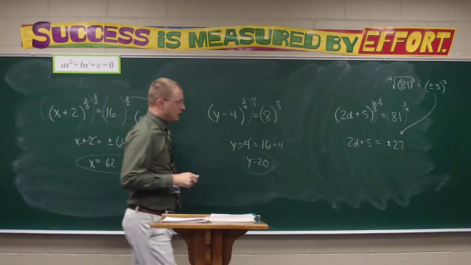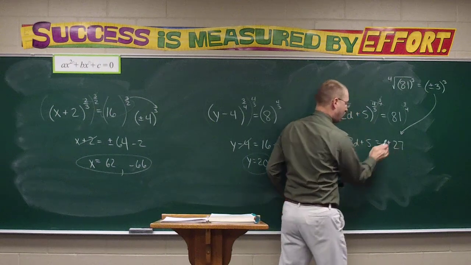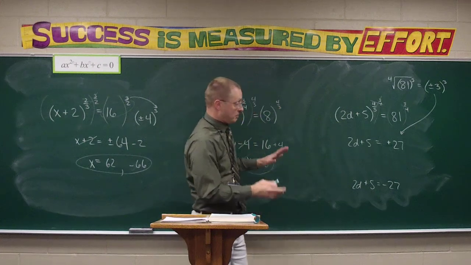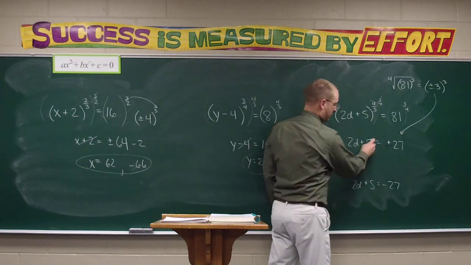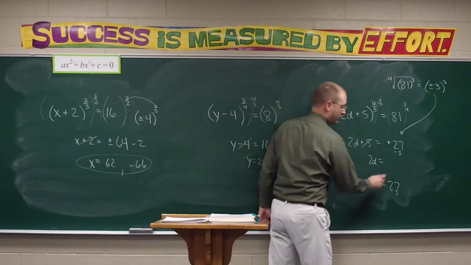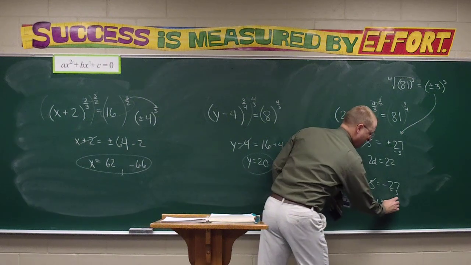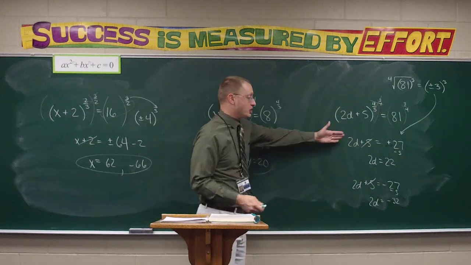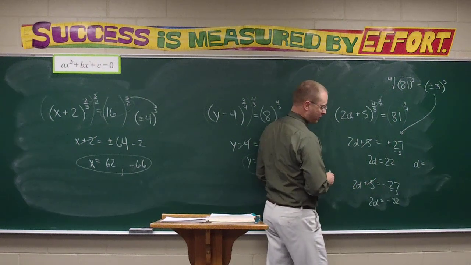Now what? Genesis? Well, I could say 2d plus 5 equals 27, 2d plus 5 equals negative 27. Not a bad strategy, make it a little easier for us. In each case now, subtract the 5, and that's going to give us a couple different things. 2d here would equal 22, but here 2d is going to equal negative 32. 27 and 5 is 32, so negative 32. And then in each case now we have to divide away the 2. So that's going to give me 2 answers for D. D is either equal to 11 or negative 16.